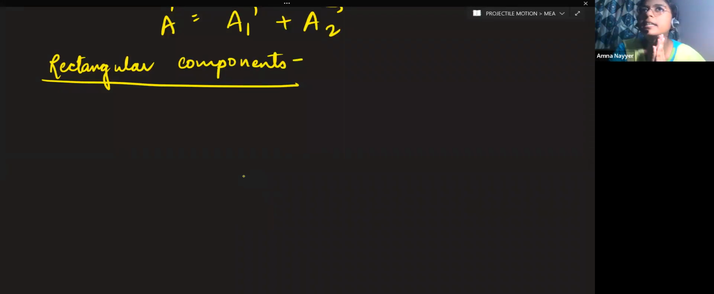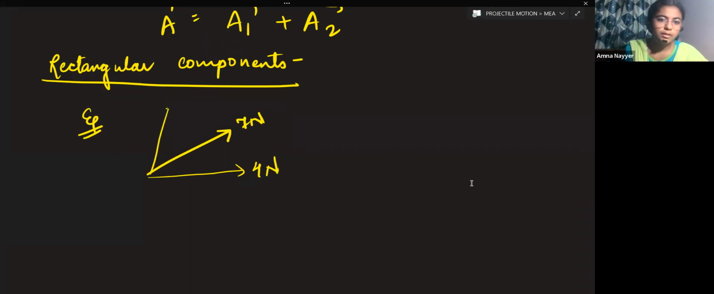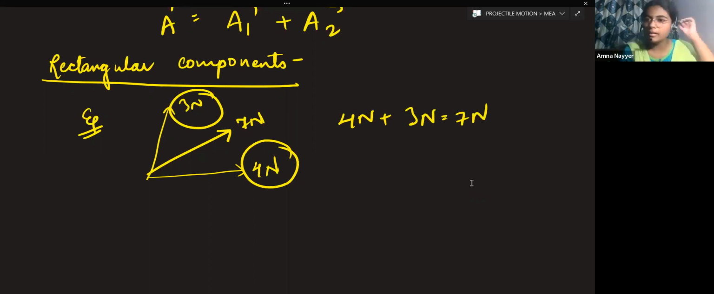Let's say, for example, you have 7 Newton force. One of its components is 4 Newton. One of its components is 3 Newton. So ultimately what will happen? 4 Newton plus 3 Newton will make up this 7 Newton. Right? These two will make up this 7 Newton. So these are the components. 7 has been split into 2 of its components. That's what we call components.